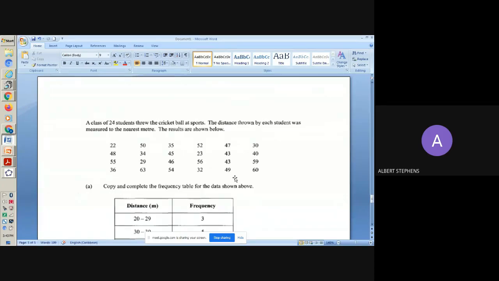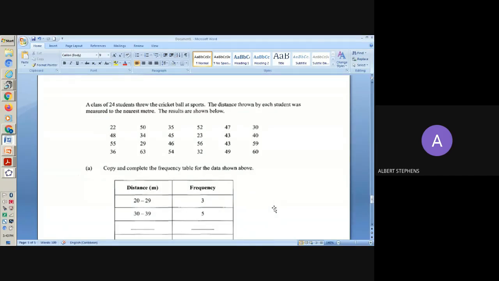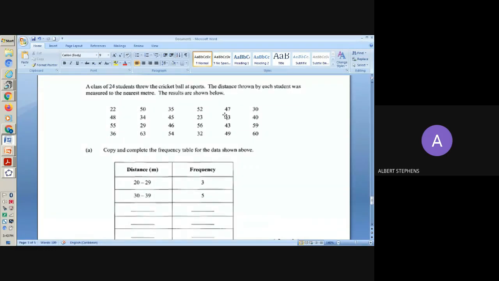Now, if you look at this question, it's talking about a class of 24 students, and it's talking about cricket ball. It's basically a sport where you just throw the ball. And what they do is they measure the distance from where the student throws the ball and record it. So right here, we have the recordings of all those distances, and as you can see, we have 24 values. It also says that the values were rounded off to the nearest meter.